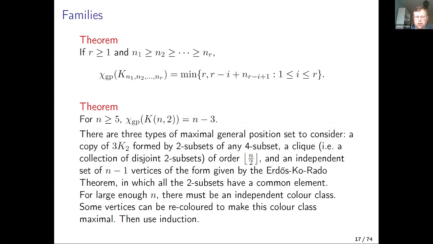Because for large enough n, you can show that one of the color classes has got to be an independent set, which by the Akademgorodok theorem has size at most n-1. Then you can recolor some of the vertices to make that independent set maximal, take that out, and then we're left with a smaller Kneser graph and apply induction.